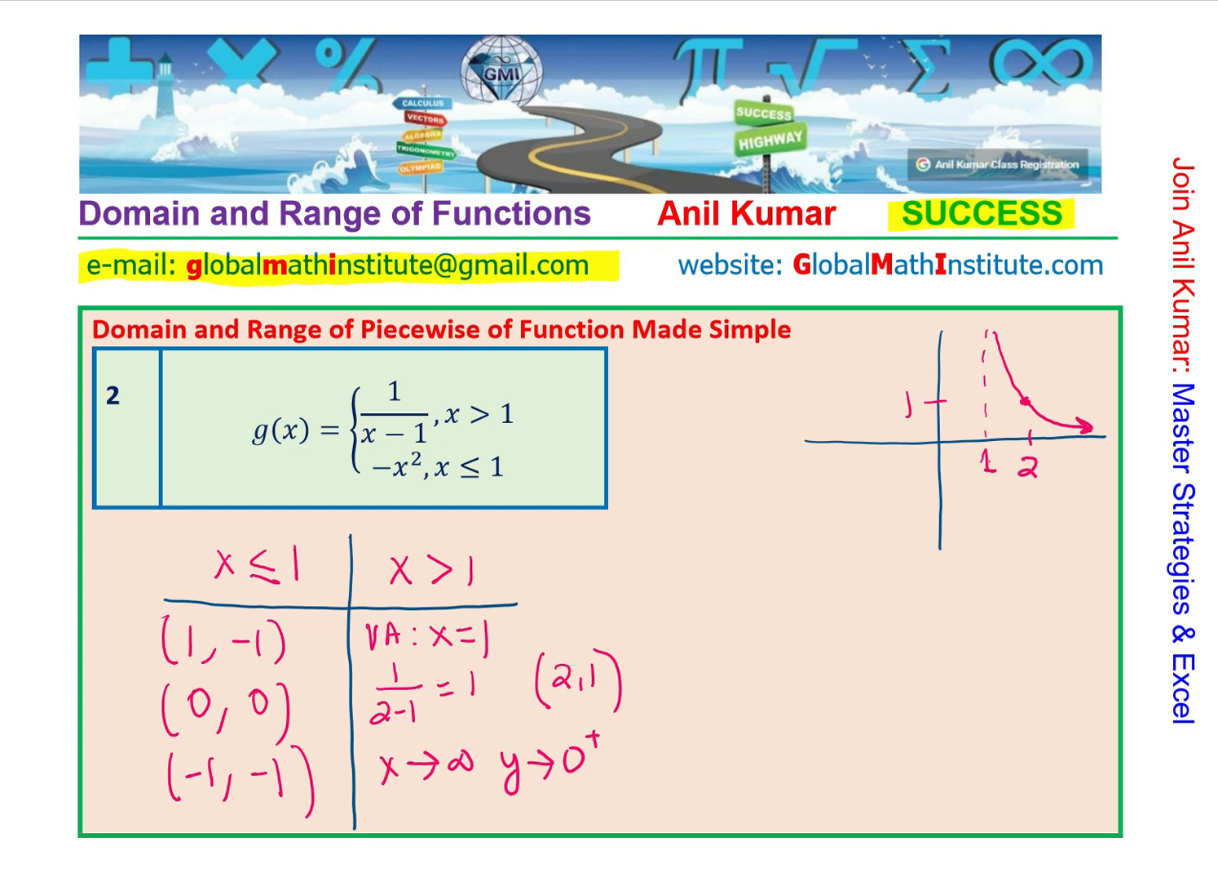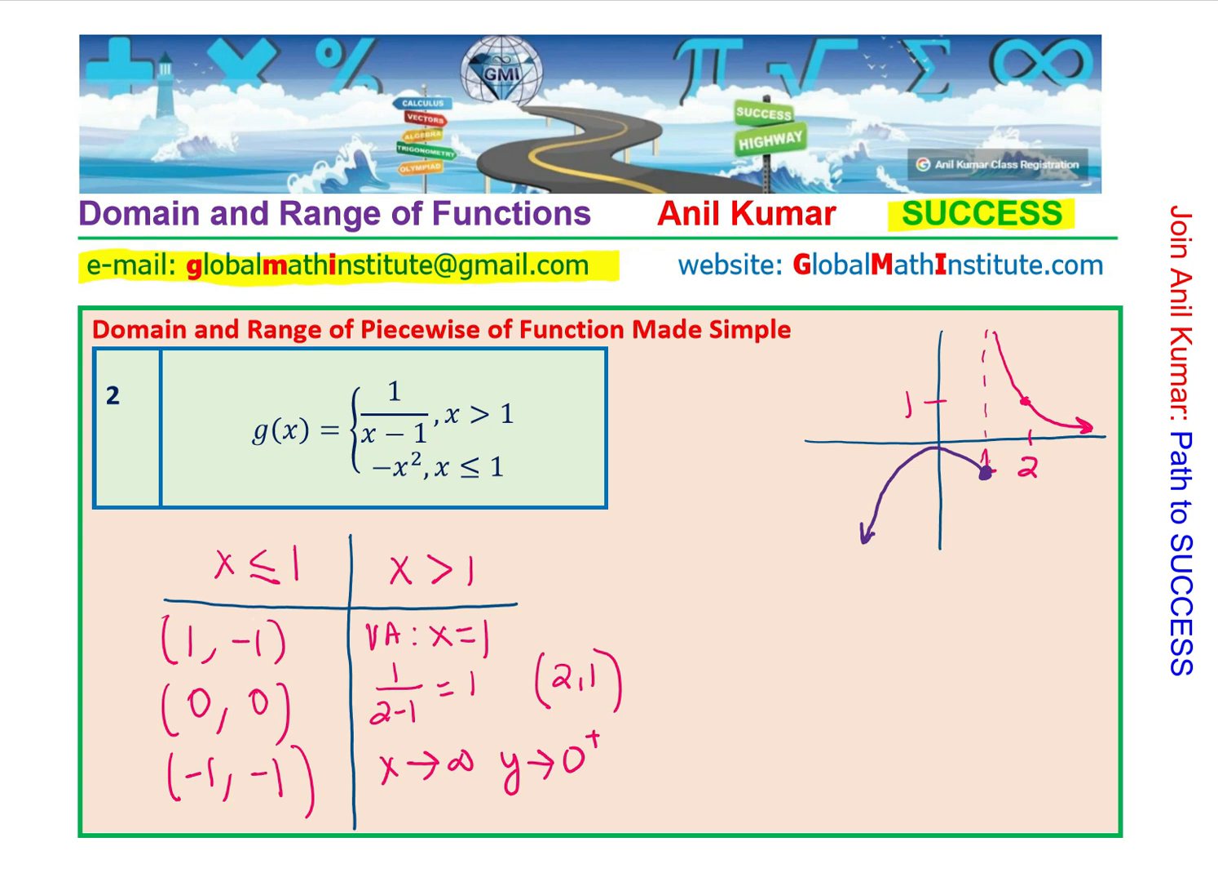Let me change the color. Okay. So it will be like this, right? We have a filled in circle at 1, kind of like this. Makes sense. So that becomes the graph of the function on the left side of 1.